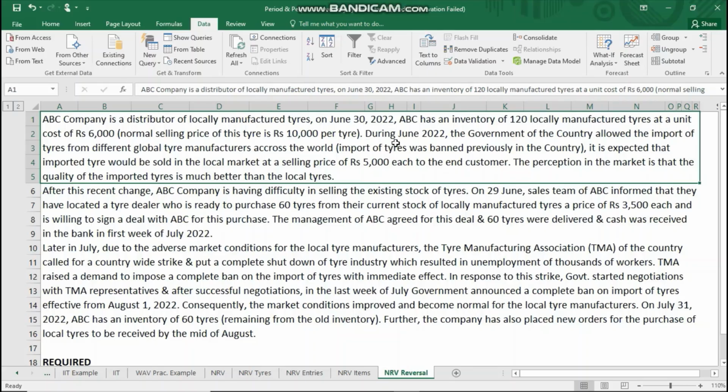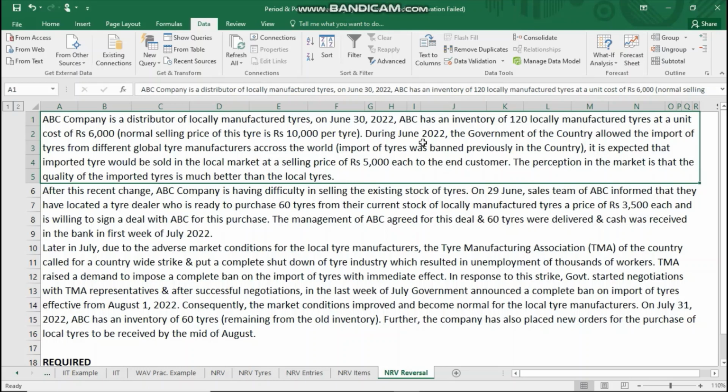Okay. During June 2022, the government of the country allowed the import of tires from different global tire manufacturers across the world. Import of tires was banned previously in the country. So government brought some regulations and allowed the import of tires into the country. Previously that import was completely banned.